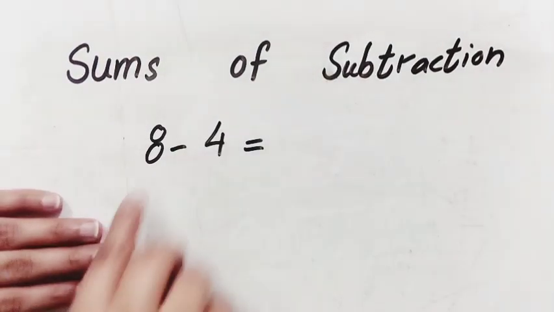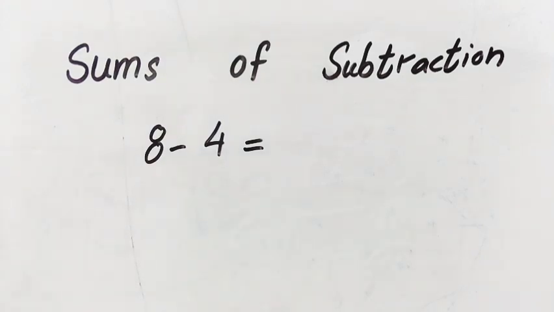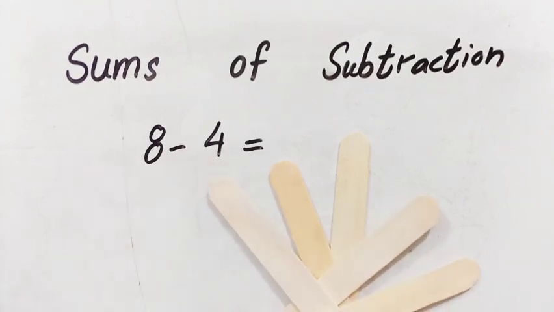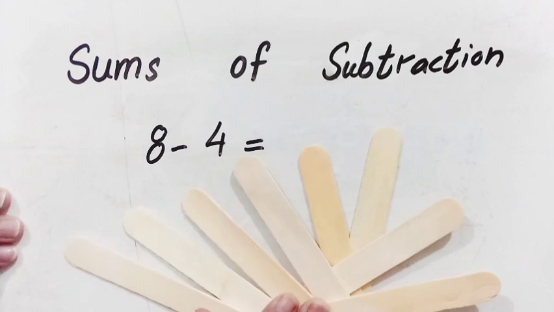Now next question we have 8 minus 4. Now I will repeat the same activity but with ice cream sticks. You can also use these ice cream sticks or counting sticks to make these concepts easier to learn for kids. First of all, count with me. 1, 2, 3, 4, 5, 6, 7 and 8. We have 8 sticks.